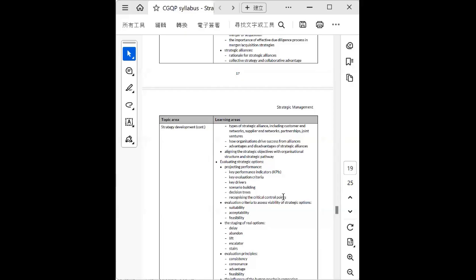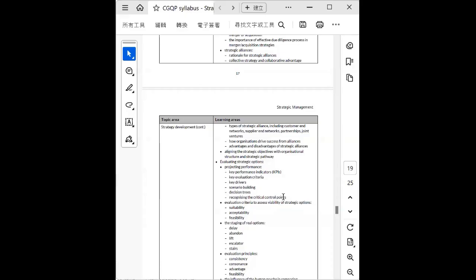Types of strategic alliance include customer networks, supply networks, and joint ventures. Success factors include clear objectives, effective communication, and alignment of interest. Advantages and disadvantages of alliances: you think of things like sharing of resources and market access, and there may be conflict and dependency risks.